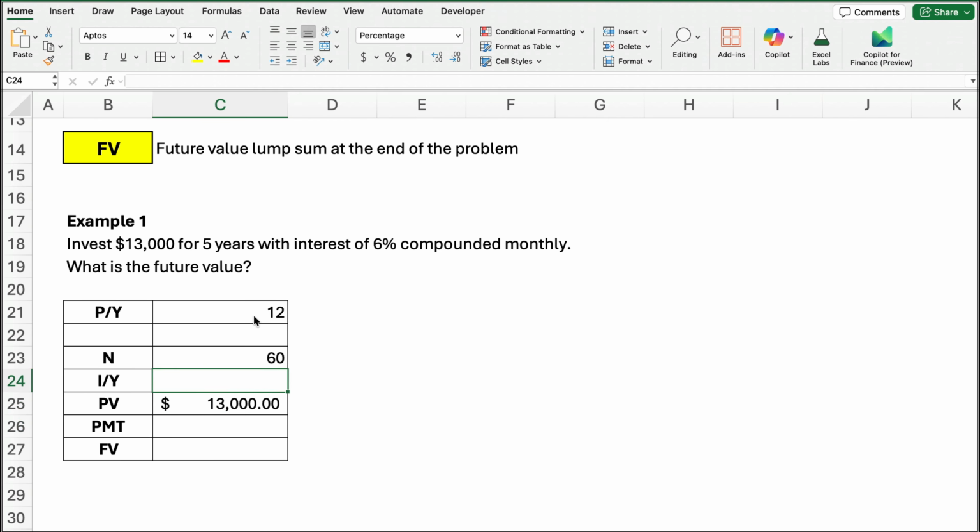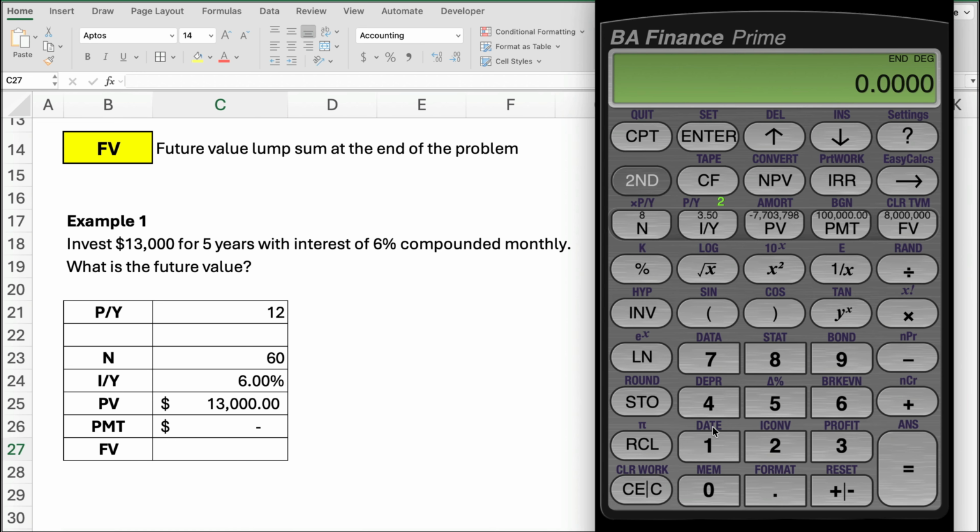The interest rate is 6%. I'm going to enter that as a full annual rate, not 6% divided by 12. That's going to be like a 0.5% per month. And then we have a payment. Is there any payment that happens either plus to the account or minus from the account, any investment to or withdrawal from? Well, there's not. So I'm going to enter 0. Now, we have everything. We're going to enter it just like this, and we're going to solve for the future value.